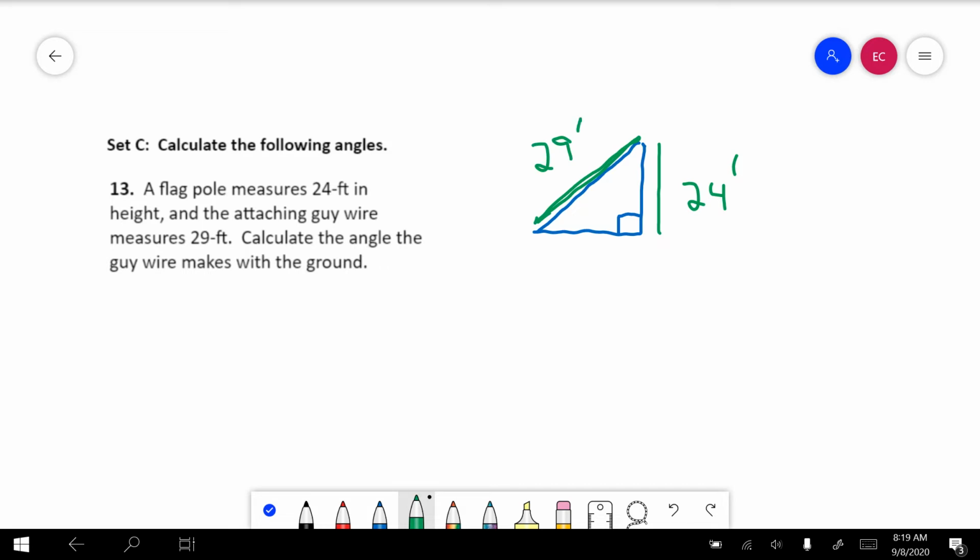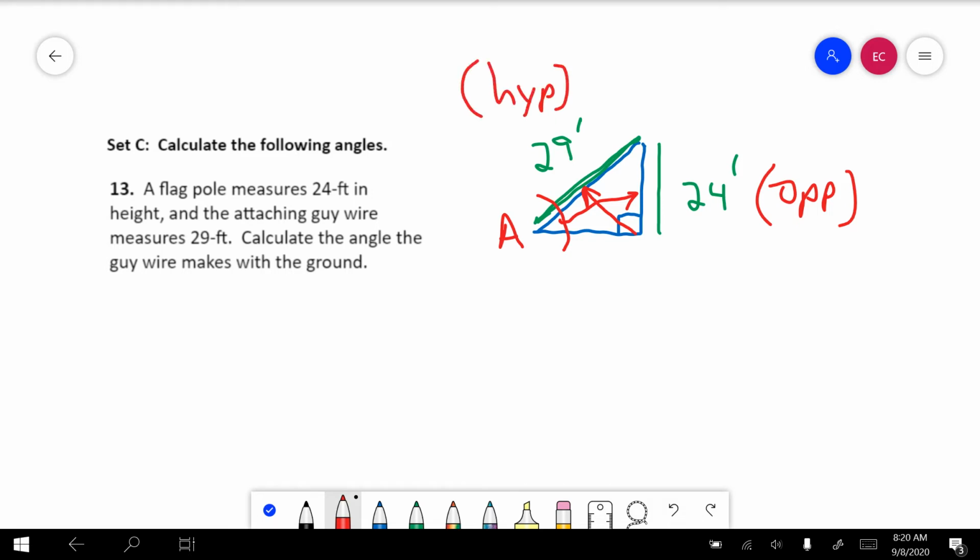And you're looking for the angle that the wire makes with the ground. So that's here, and I'm going to call that angle A. From angle A, this side length across is the opposite side length. And the side across from the 90-degree angle, the guy wire, is the hypotenuse.